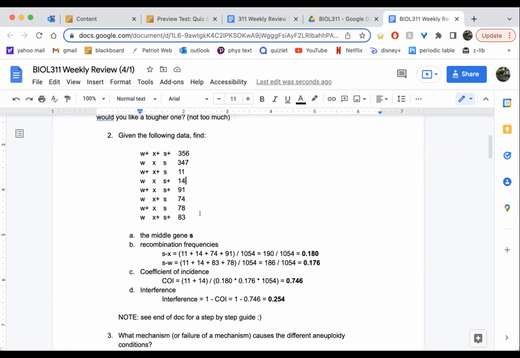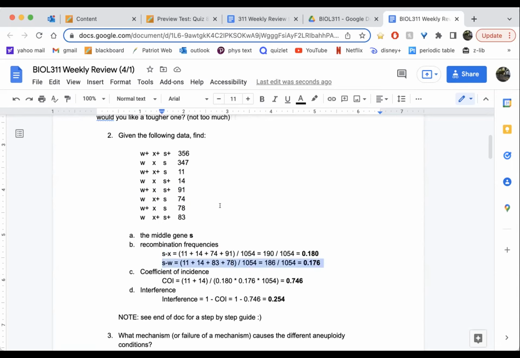If you don't mind, since you have this open, can you walk us through super quickly how you get the numerator for the recombination frequencies? I know that the double crossover is always included, but 74, 91, and then 83 and 78. Like why are 91 and 74 in this calculation, and why are 78 and 83 in this one?